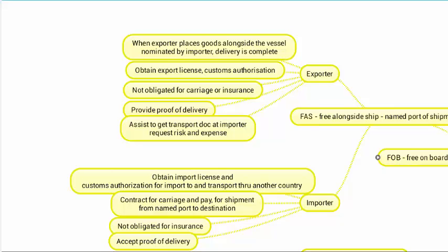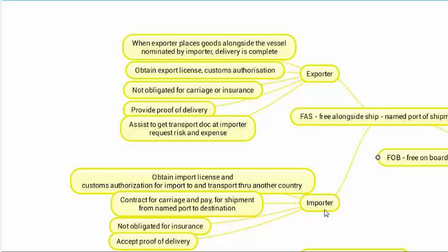All other terms are the same for FOB and FAS, which means the exporter will arrange for export license. He is not obligated for carriage or insurance. He will provide a proof of delivery. That proof of delivery will enable the importer to take the goods and move forward. He will also assist the importer, at his risk and expense, in getting the transport document or insurance document.